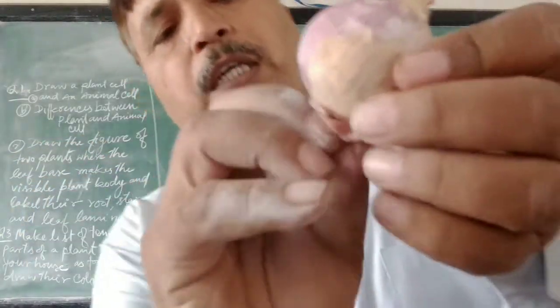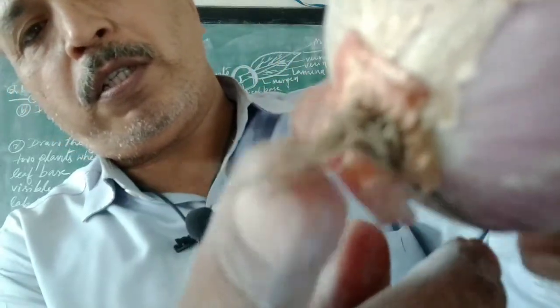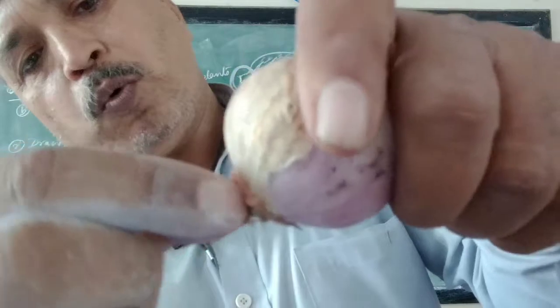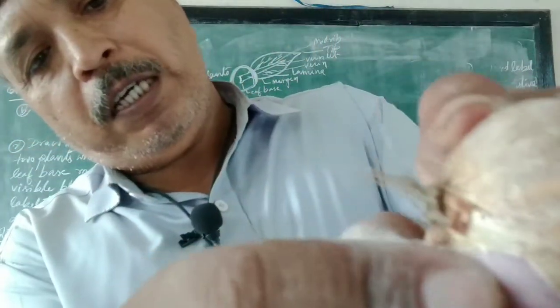And now you see, where are the roots? You can clearly see this is the root. Can you see this root? This is the root of the plant. Can you see? And these roots, can you see these roots? These are the roots. And just above this root, you have the stem. You see, I am removing.